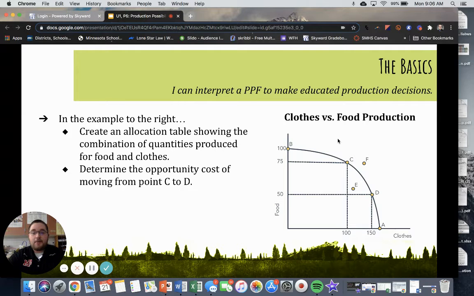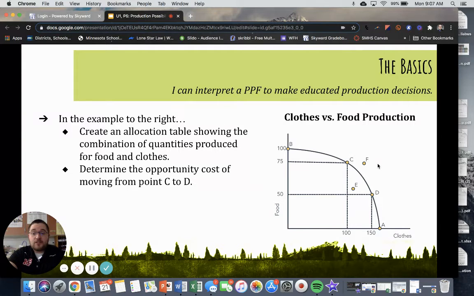So what I want you to do now before tuning into the next video is create an allocation table that shows the combination of quantities produced for food and clothes. And then I want you to also determine the opportunity cost of moving from point C to point D. I know that I haven't really taught you how to do this yet, but I briefly discussed how it works and giving up the idea of going from point B to point C a little while ago.